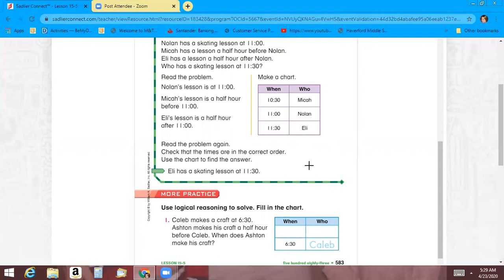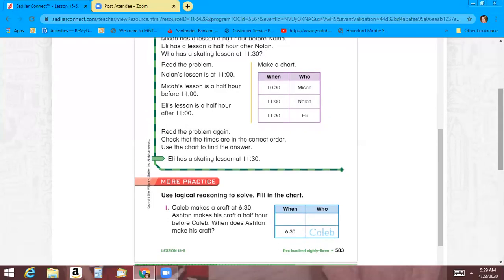So number one, I'm actually going to let you do that one on your own, but I'm just going to read that problem to you, and then I'm going to leave you to figure that out and put your information in. And then we're going to stop there today on page 583, and we're going to continue with the rest of this lesson on Monday. I'm going to give you guys a little bit of a break today. So number one talked about Caleb down here. Caleb makes a craft at 6:30. Ashton makes his craft a half hour before Caleb. When does Ashton make his craft?